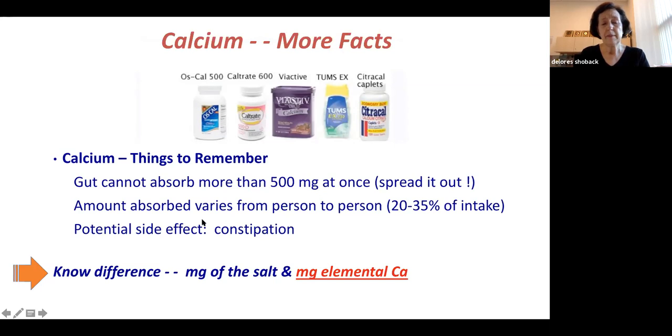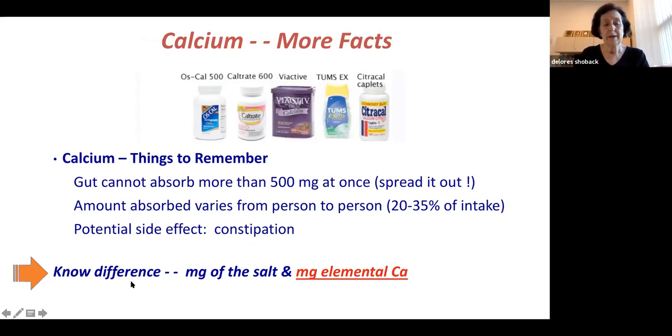The amount that you absorb from a big dose of calcium, or even a modest dose, is going to vary from one person to the next. But here's the surprise: it's not 100%. You're going to absorb something in the 20 to 30 to 35% of what you take in. So you say, I just took 500 milligrams of calcium, where did it go? Well, you might only absorb 100 milligrams of that. And in terms of side effects, calcium is sometimes unpleasant to take. It has an unpleasant taste, but the main potential side effect is people complain of constipation.